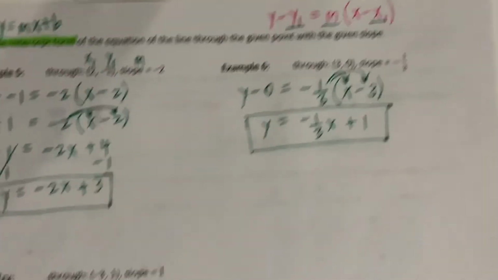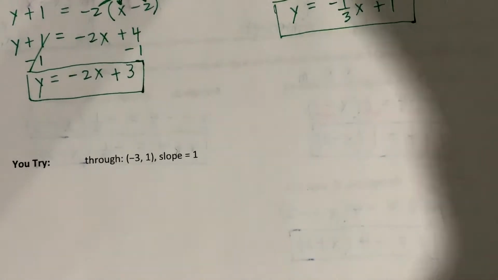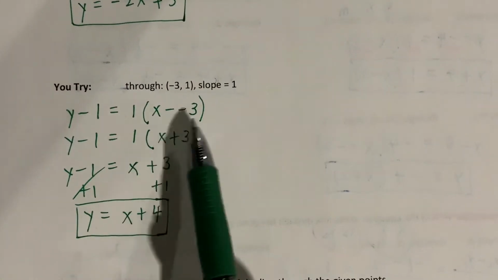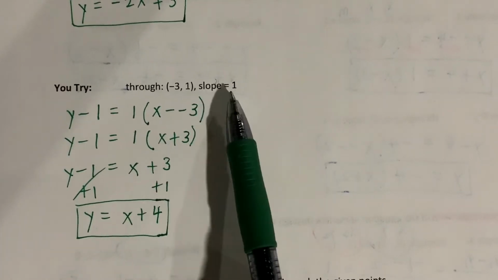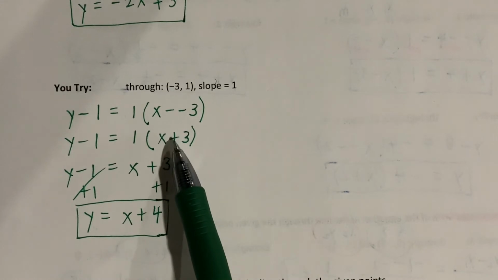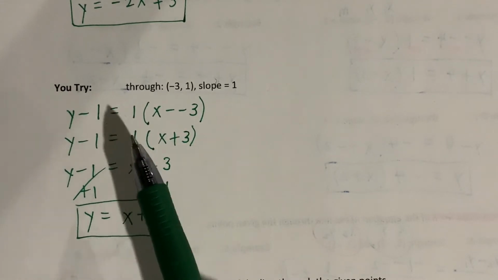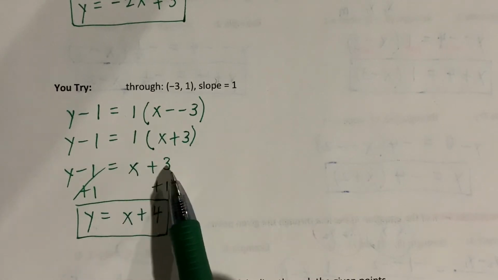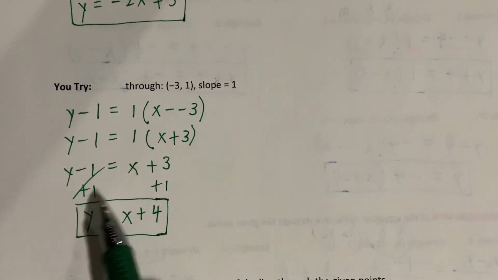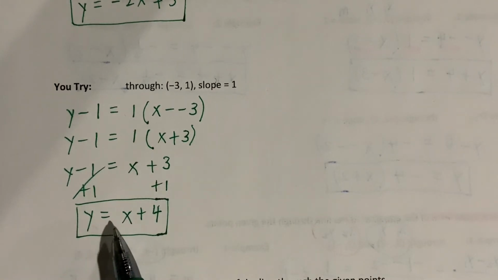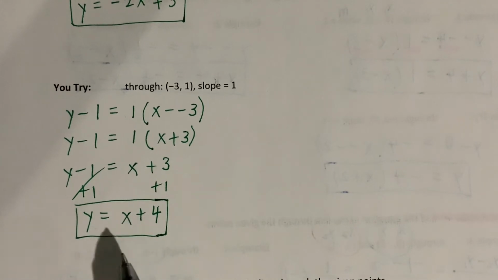At this time, you have a U-try, so go ahead, pause the video. On this U-try, I put my equation in point slope form by plugging in the point and the slope. I simplified my minus and negative to be a plus, and then I noticed that I was distributing the number 1, so that was nice. 1 times anything is just itself. And so my last step was to add 1 to both sides in order to get y by itself. So my equation in slope-intercept form is y equals x plus 4.